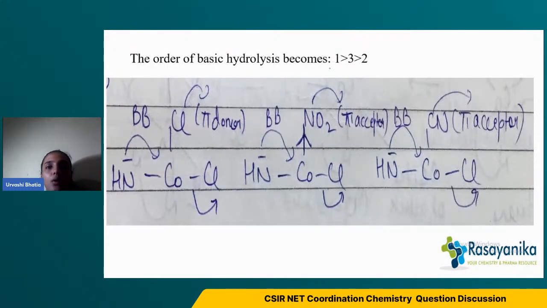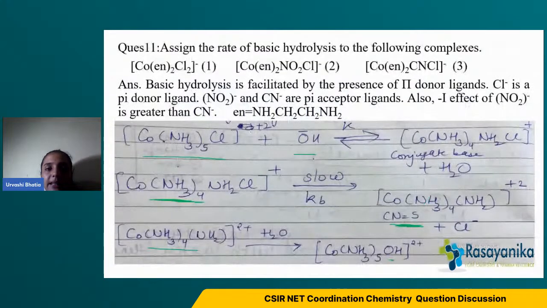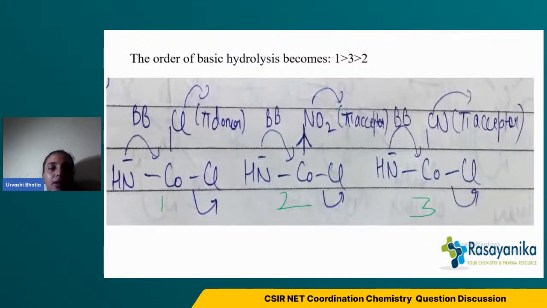Now you can see here the order of basic hydrolysis is 1, 3, 2. 1 is this one, this is 2, this is 3. Okay, 1, 3, 2. Why? Now you can see here that in the case of en, we have this en again. Now OH minus is going to abstract one of the acidic protons, H, from here, and now it is going to become NH minus. NH minus now gives electron density through back bonding to the cobalt. In every complex it is taking place.